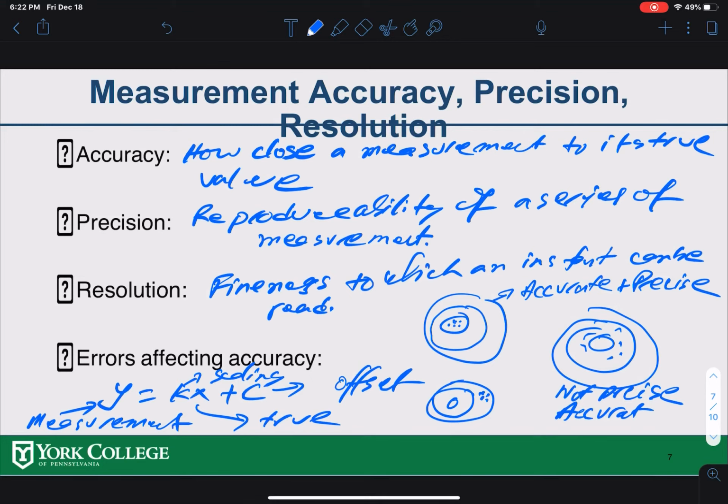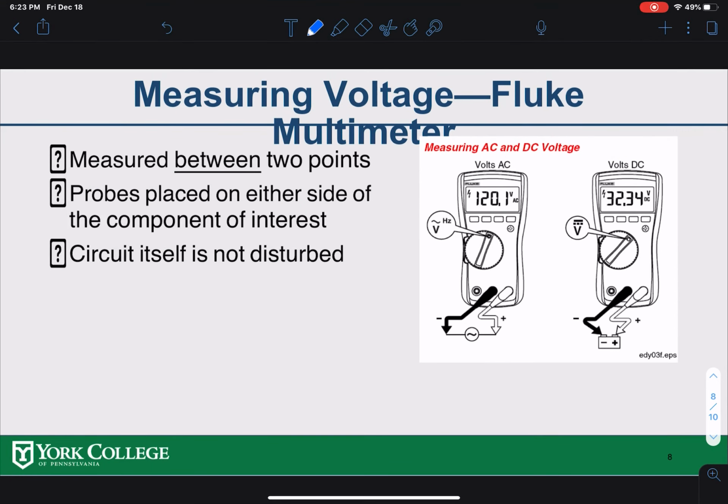This one here is precise. Look at this, precise because it's getting the same result again and again, but not accurate. This is precise, not accurate. Right? All right.